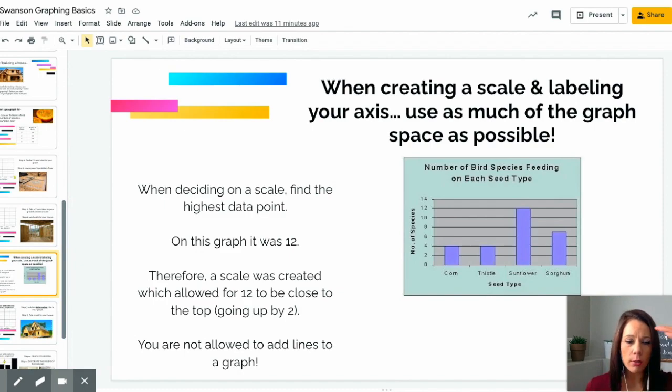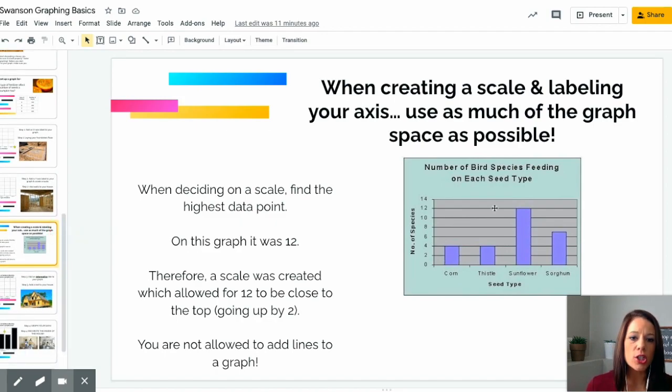You start going up by one number and, oh, that doesn't work, and then you erase. Try going up by another one. The key, I would say, is to use as much of the graph space as possible. You do not want a little baby graph way down here at the bottom. You want to use as much of the graph space as possible.